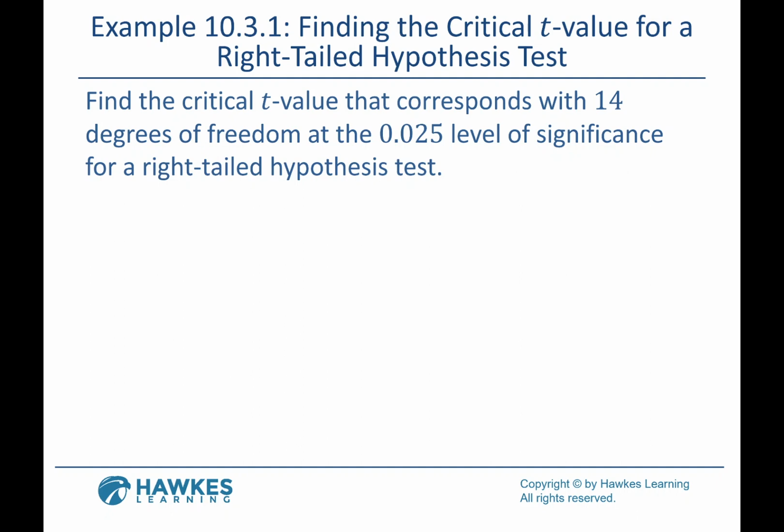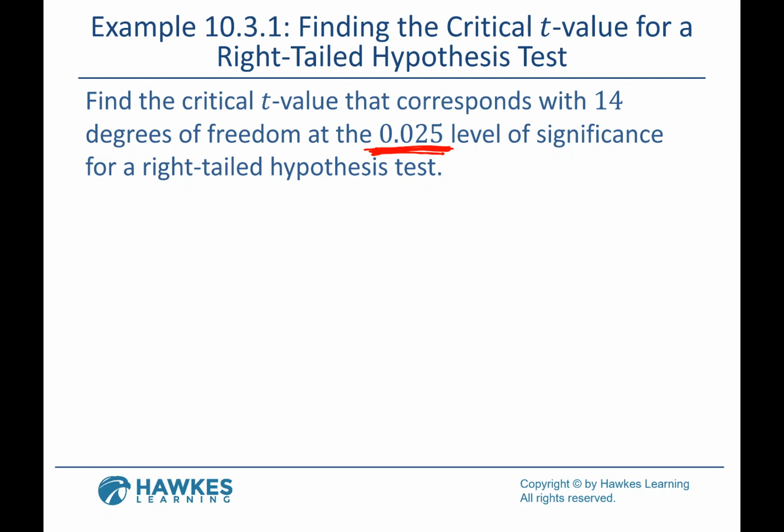Here, we can already find a critical t, is what I'm telling you. It says find the critical t value that corresponds with 14 degrees of freedom at the 0.025 level of significance for a right-tailed hypothesis test. So this one's giving us degrees of freedom. We don't have to subtract. And it tells us the area, that's the same as our significance. So we need an area of 0.025.